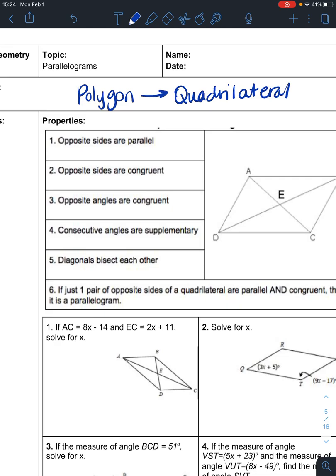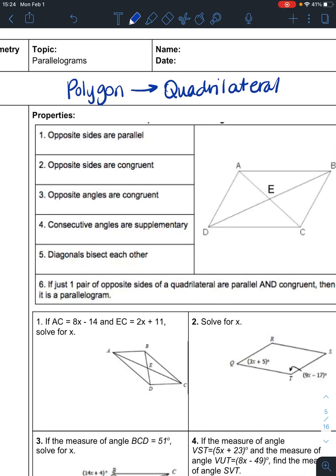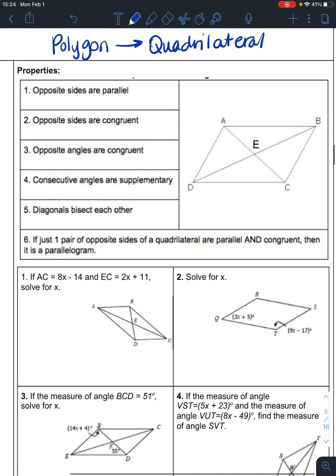all polygons in general. Today we're going to focus more on quadrilaterals, and in fact for the rest of this unit we'll talk more about specific quadrilaterals, which are 4-sided figures. So today we're going to focus on parallelograms. So what does it take to be a parallelogram?